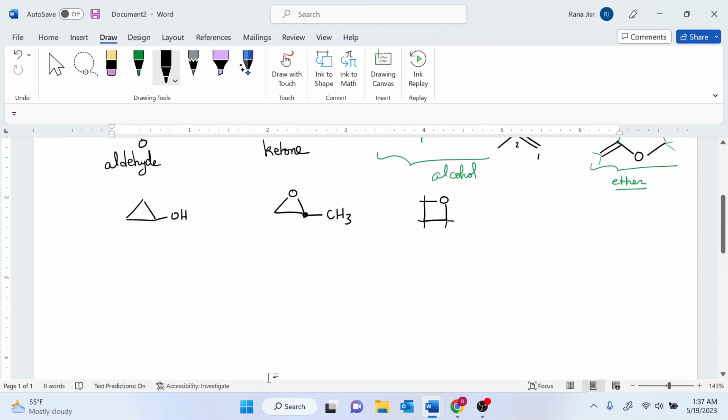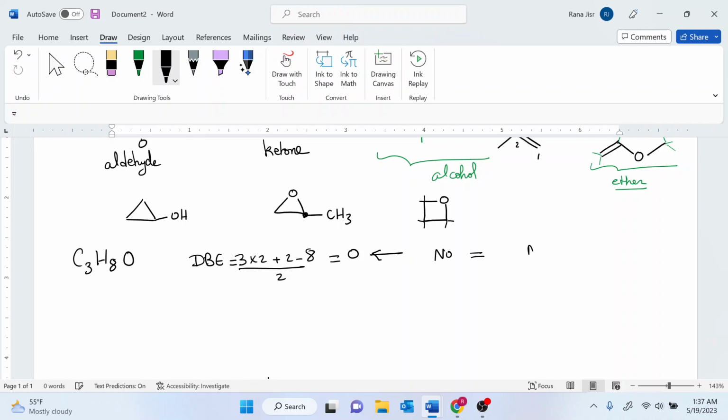Let's have another example. C3H8O. Do the DBE. It's the number of carbons times 2 plus 2 minus the number of hydrogens, divided by 2. This is going to be a 0. 0 means that there is no double bonds, there is no cycle. But I have an oxygen in my formula.